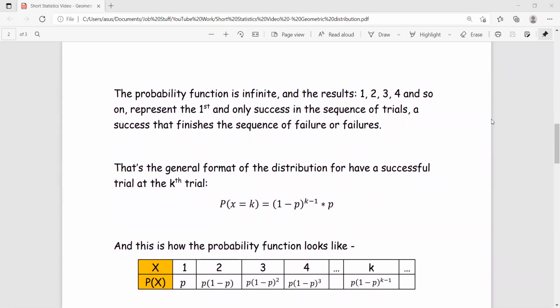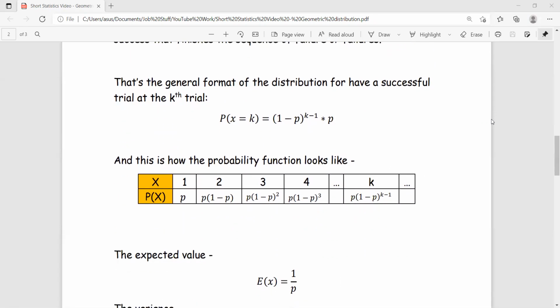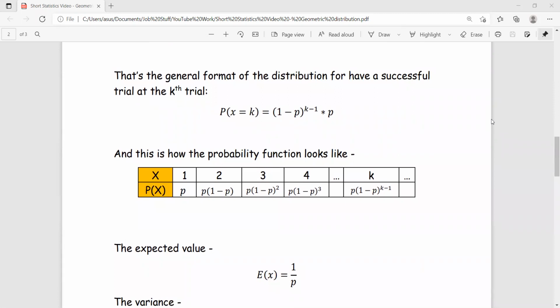Now, in general, we can say that the probability function is infinite. The results 1, 2, 3, 4, 5, 6, and so on represent the first and only success in the sequence of trials, a success that finishes the sequence of failures. That's the general format of the distribution for having a successful trial at the kth trial. That means 1 minus p to the power of k minus 1, that stands for k minus 1 failures, times p for the last successful trial. The probability function for this would be as shown here.